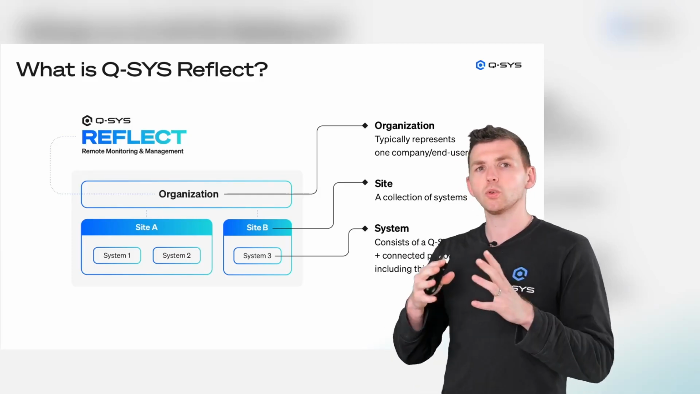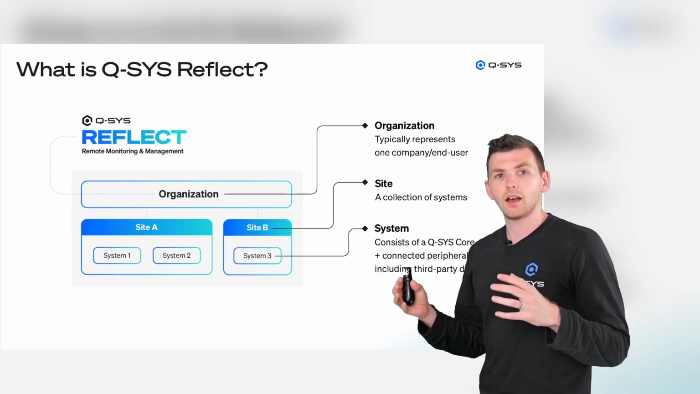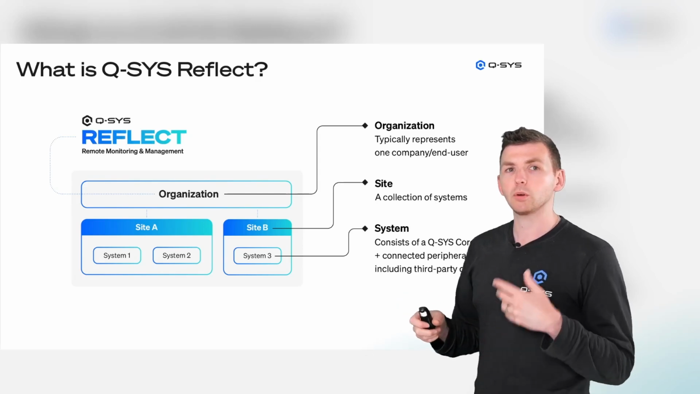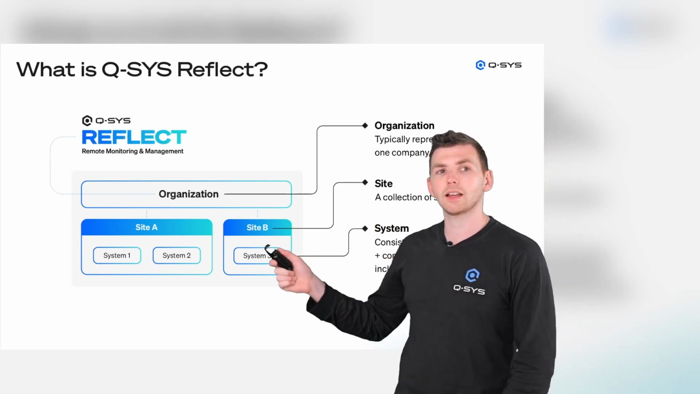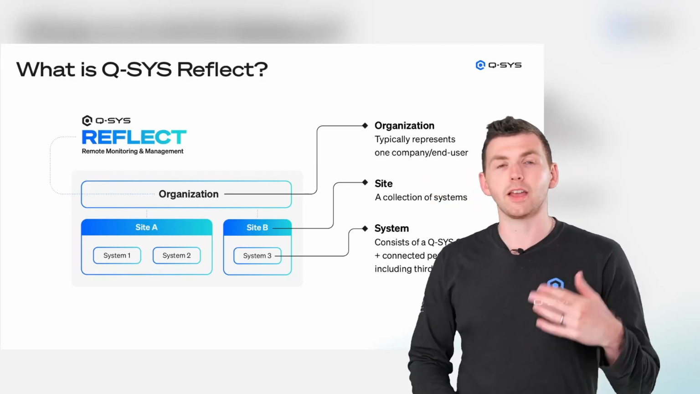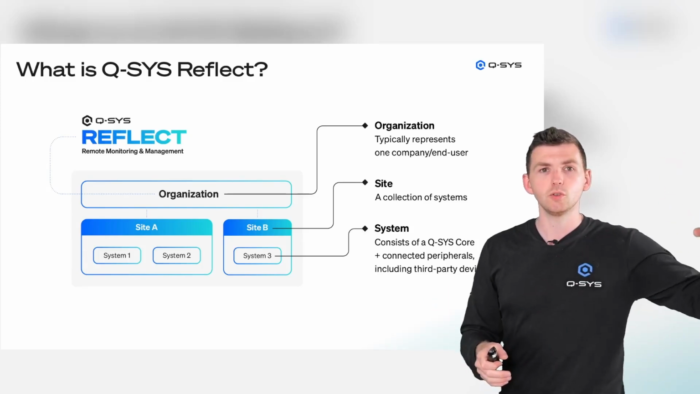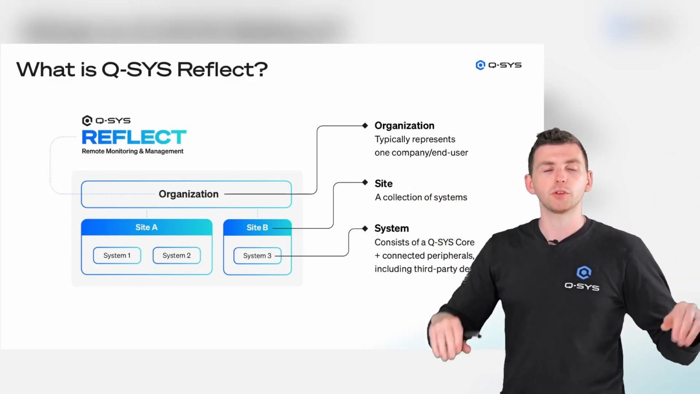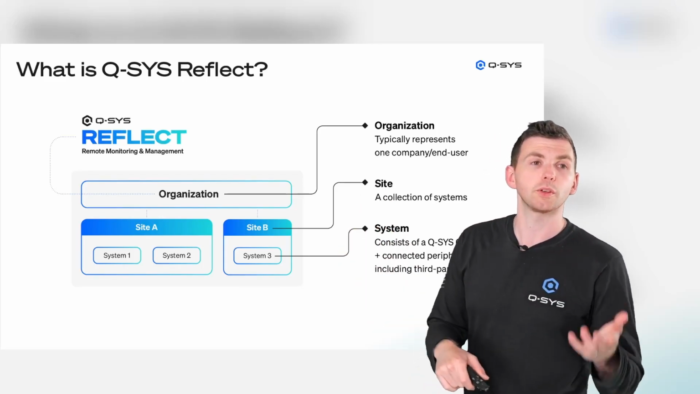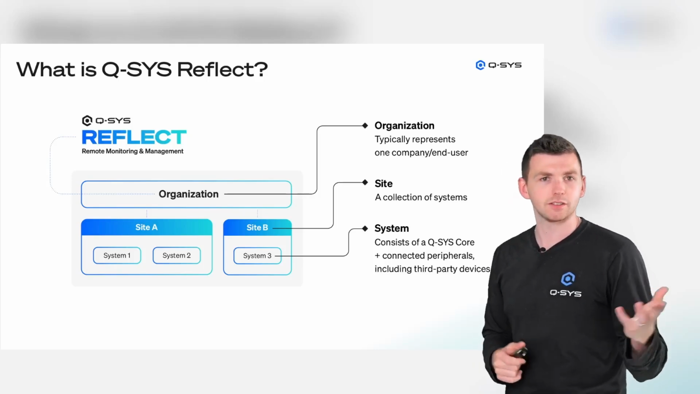Now, as we know, locally, all the peripherals and the third-party devices are reporting up to the core, so the core knows everything that's going on. Now, what Reflect lets you do is you can then collect those into sites. So, for example, you might say, I'm a hotel and I've got this London site and I've got this New York site, and those have multiple Q-SYS systems within them. Okay? Then all of those sites report up to what we call the organization. So that would be Really Awesome Hotels Limited, something like that.